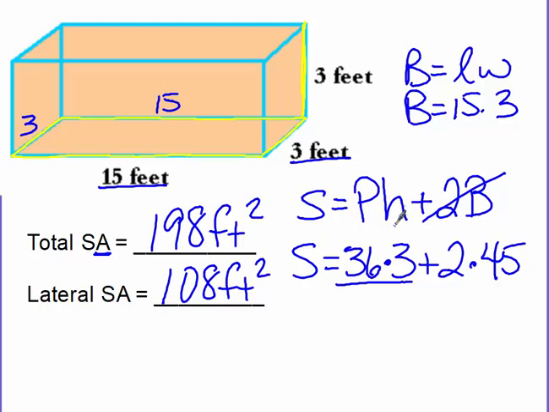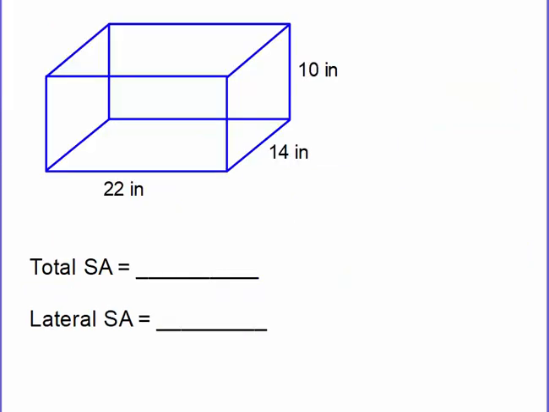So all we have to do is find the perimeter of our base, multiply that by the distance between the bases, and add to that the area of the two bases to find total surface area. And if I want to find lateral, I just find the perimeter of the base and multiply by how tall it is. So what I'd like for you to do is pause the video and answer this question on your own. And in just a few moments, we'll come back and see how well you did.